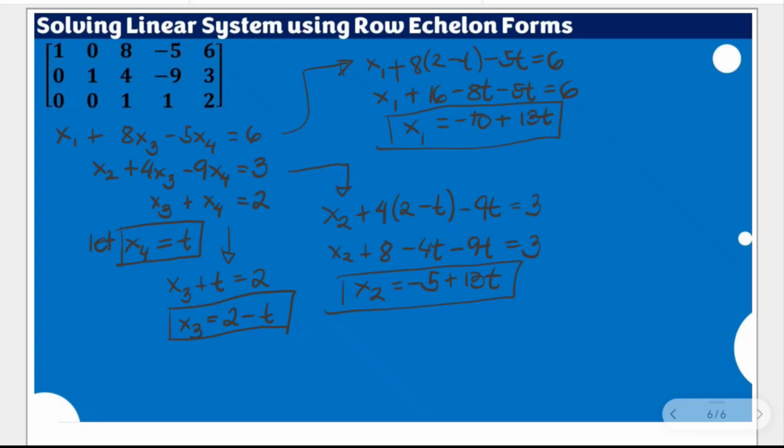This will only happen because you have more columns, more variables, than rows. That means the excess variable is considered an arbitrary variable that will represent the rest of the results. So this is the solution for the specific linear system with this row echelon form.